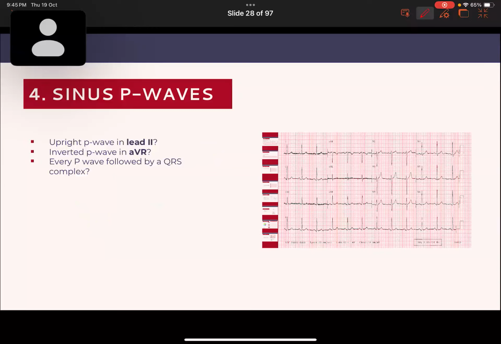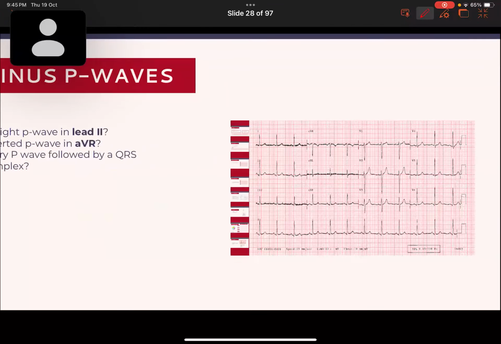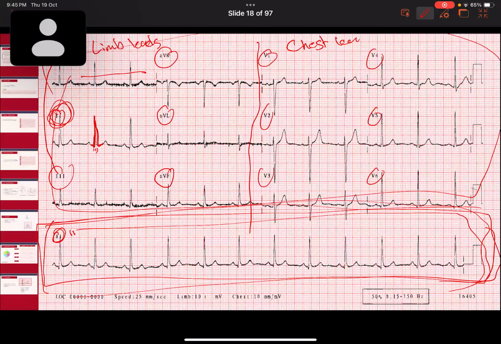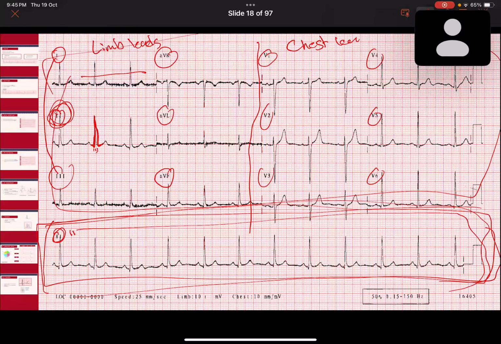The next step, we finished the rate, the rhythm, and then we talked about the QRS complex. And the 4th step is the sinus P waves. You check all the leads in the ECG, and then you see if all the P waves are facing upwards. So if you go back to this ECG, let's look at LEAD 1. So this is a P wave, because this is a T wave. Why is this one a T wave? Because it's following a QRS complex, okay? So this is a P wave, and then you have your QRS complex, and then the T wave, and then a P wave. We're focusing on the P wave.